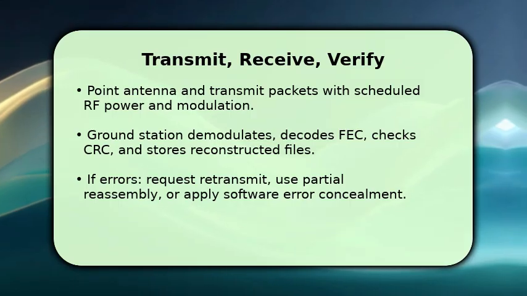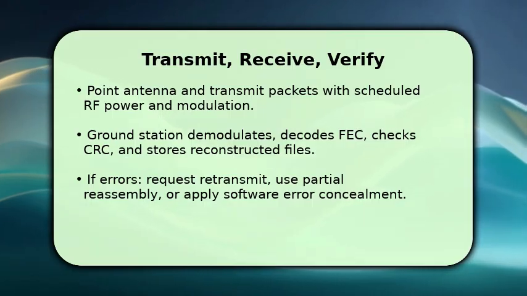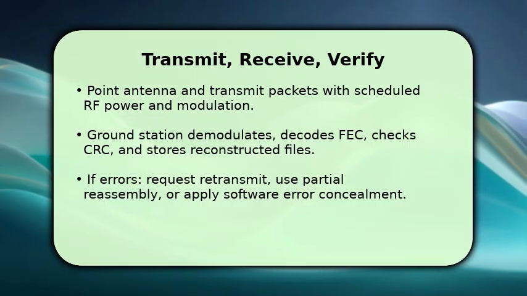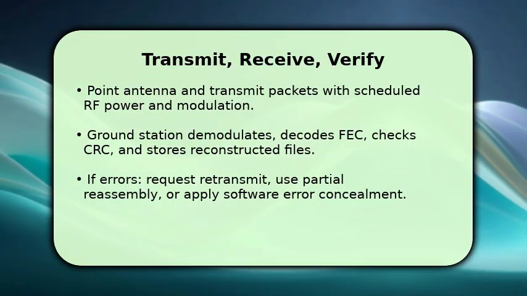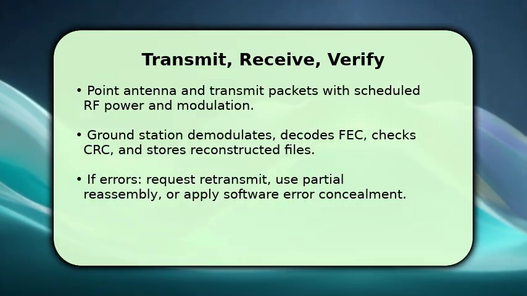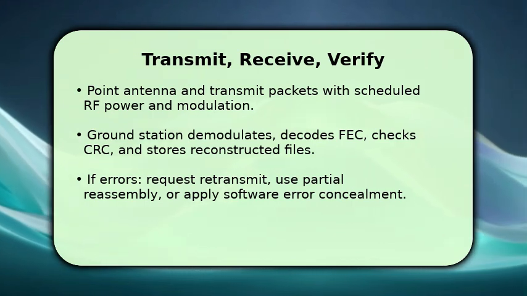On the ground, receivers demodulate, apply FEC decoding, and validate CRCs to rebuild the image. Once received, you run automated quality checks and unpack metadata. If packets are lost or corrupted, request retransmit or use incremental reassembly and error concealment routines. This single troubleshoot.